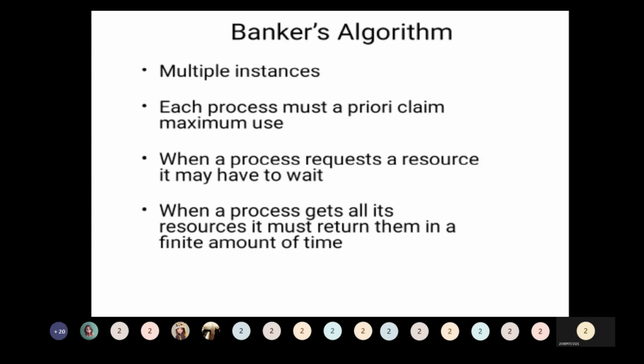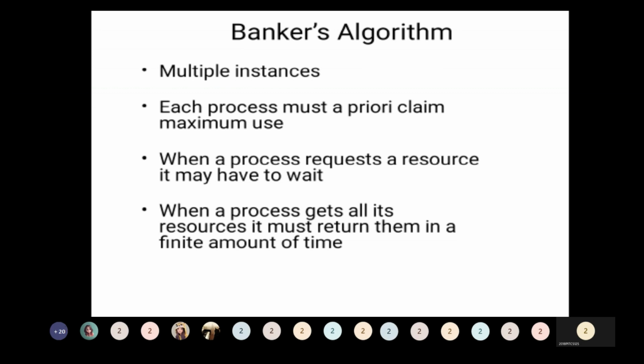Second case: there are multiple instances of a resource type in a system. We can use the Banker's algorithm to avoid the deadlock. We will see what the Banker's algorithm is and how it works. It is applied to systems with multiple resource instances to avoid a deadlock. Each process must a priori claim its maximum use. So each process should declare how many resources of each type it will require at maximum, before requesting. First it has to declare the maximum need.